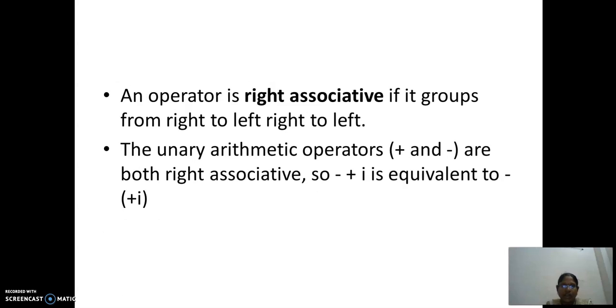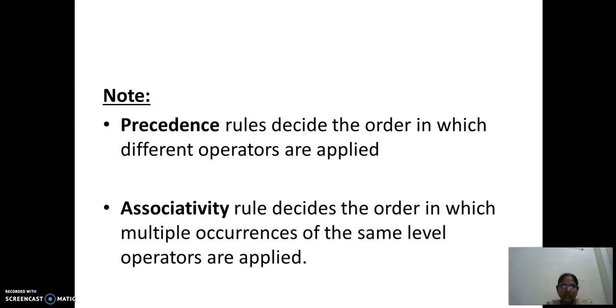And unary arithmetic operators like plus and minus will both have right associativity only. Here you have to define this one. Precedence rules decide the order in which different operators are applied. Associativity rule decides the order in which multiple occurrences of the same level operator are applied.